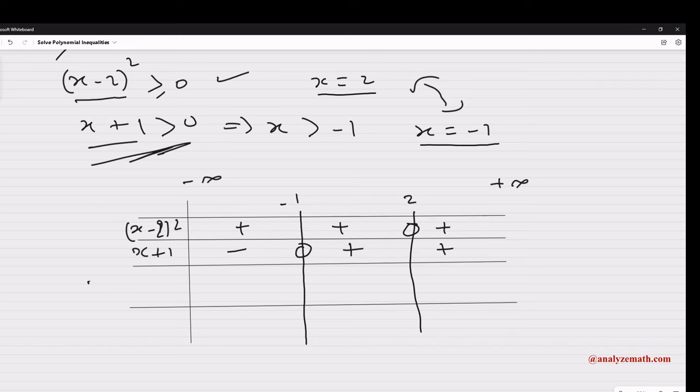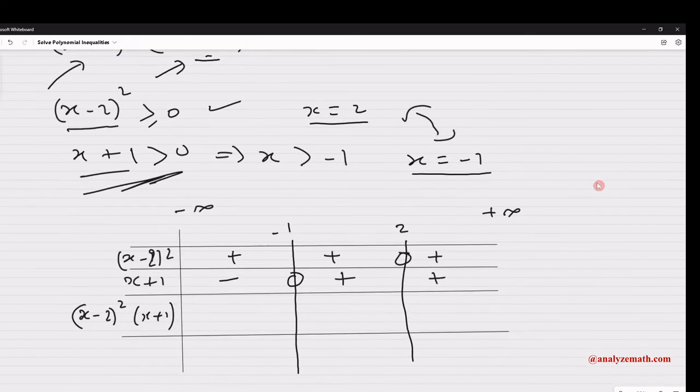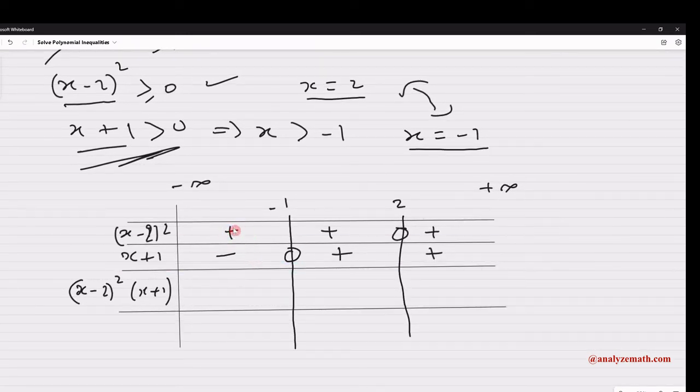Good. Now remember, we are looking for the sign of x minus 2 multiplied by x plus 1. This is our inequality here, and you are looking for when it is negative. Good. Plus multiply by minus, so negative by positive. This will be negative.